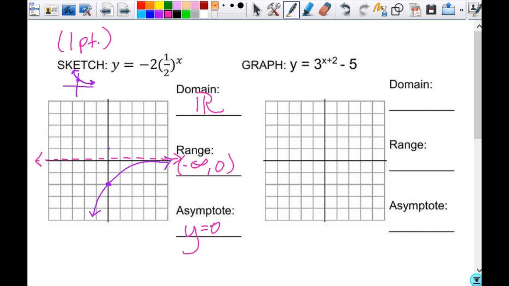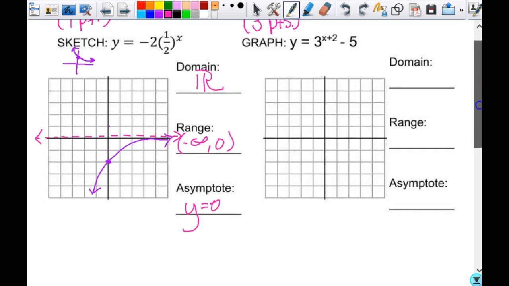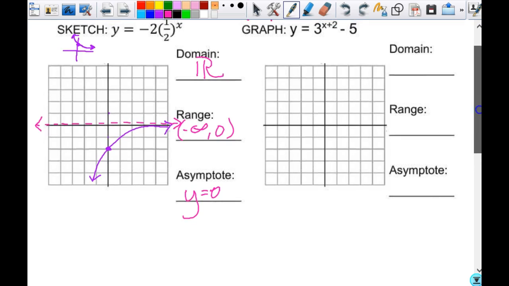Okay. When we go to graph it, that means we want 3 points. And it's a little bit more exact. So I would start with a little t-chart here of my parent function, my original x and y. If this was just y equals 3 to the x, then I would choose negative 1, 0, and 1 as my 3 points, because those are easy, right?